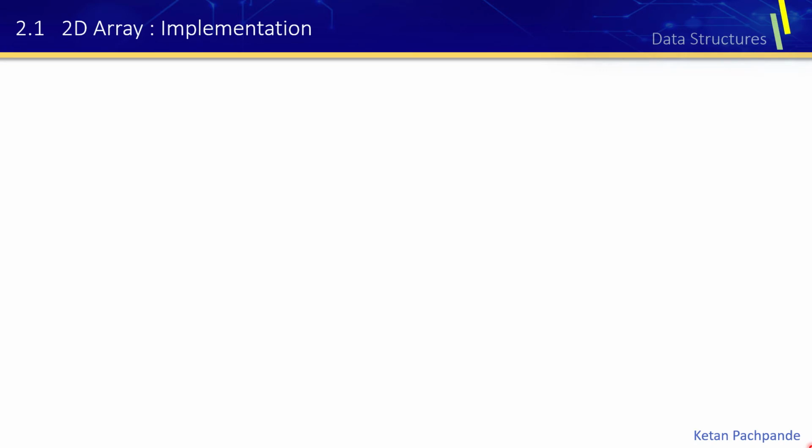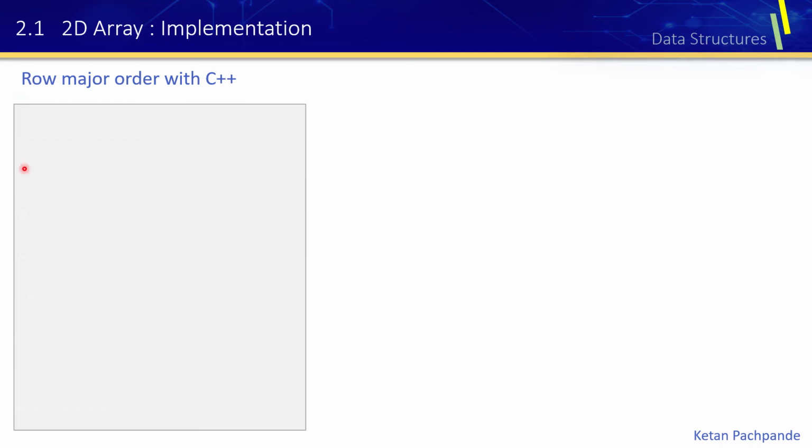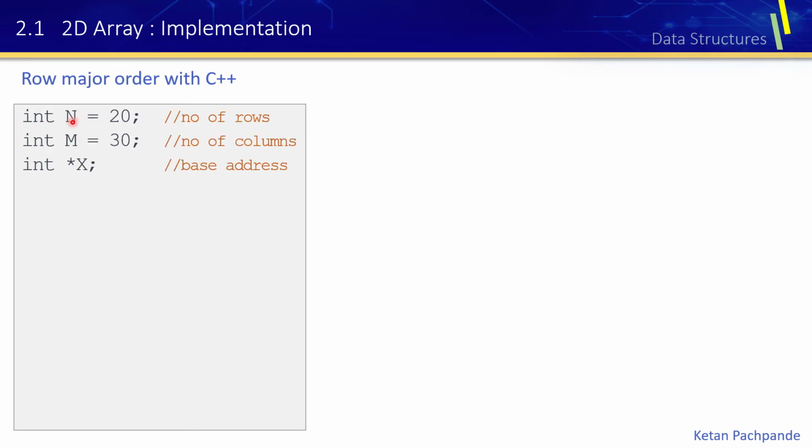Now let us look at the implementation of this row major order with the help of C++. Let me assume that I want to declare a 2D matrix or 2D array having 20 rows and 30 columns. So basically it's a 20 by 30 two-dimensional array. How many total elements? 600 elements I need to store.